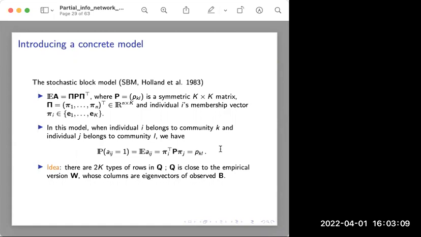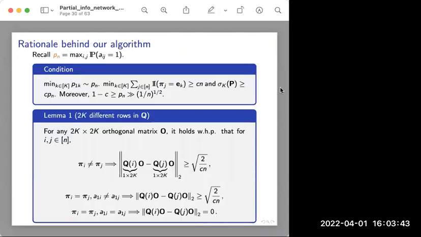But we don't get to observe Q, we only get to observe the empirical version of Q, which is W. Now W is the matrix of eigenvectors of the observed B matrix. Right? And remember, Q is the matrix of eigenvectors of B-E, the signal part. So provided Q and W are close enough, we can just do clustering on the rows of W instead, and it should also give us the correct answer in the end. So that is the rough idea behind all spectral clustering techniques.